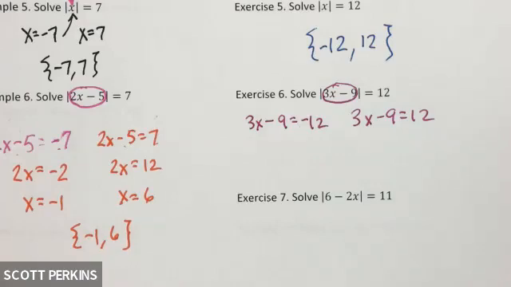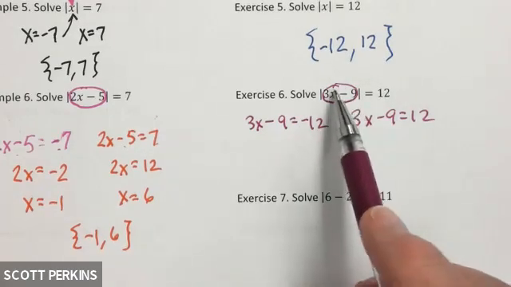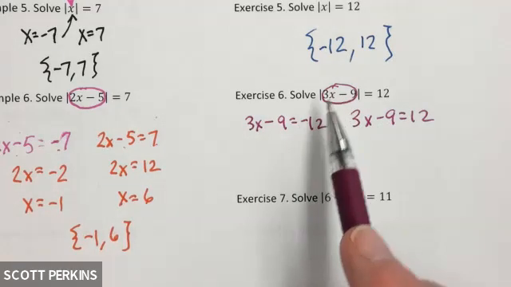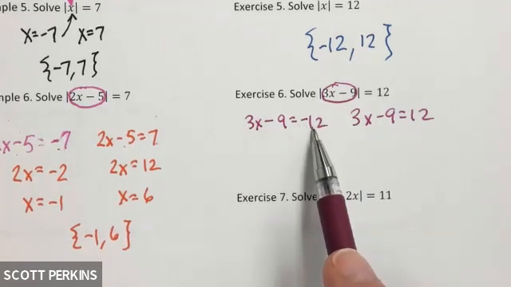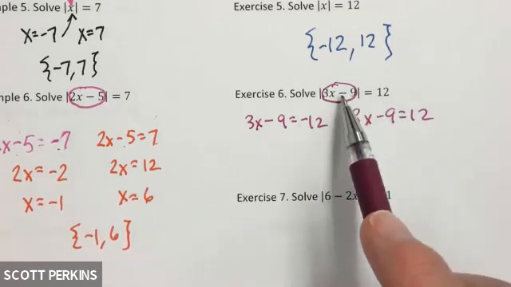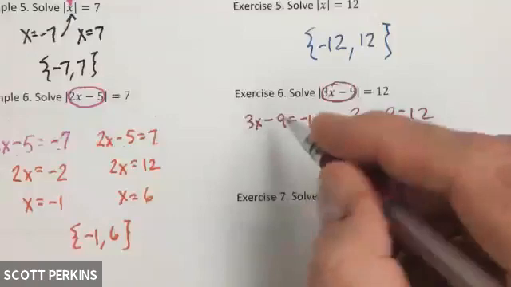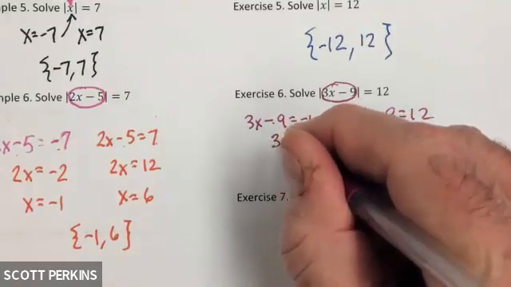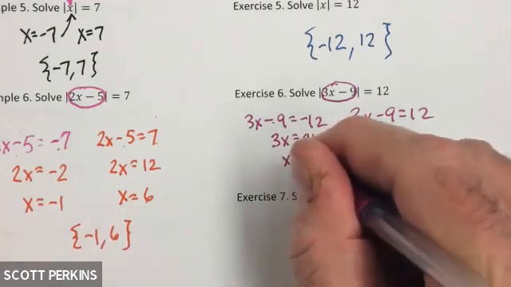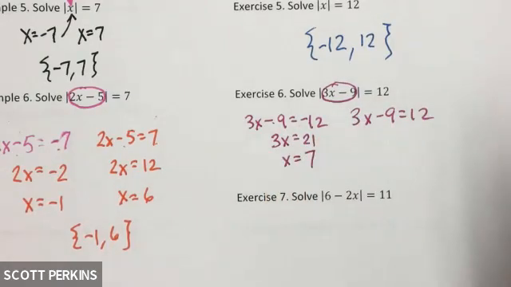Excellent. Okay, again, notice the thing that I've circled in the absolute value, I've not changed at all. It's 3x minus 9. And that thing that I've circled can either be negative 12 because the absolute value of that is 12, or it's positive 12 because the absolute value of that is 12. So now it's solving these. Add 9 to both sides, and I get 3x is equal to 21. Divide by 3. The first solution is 7.